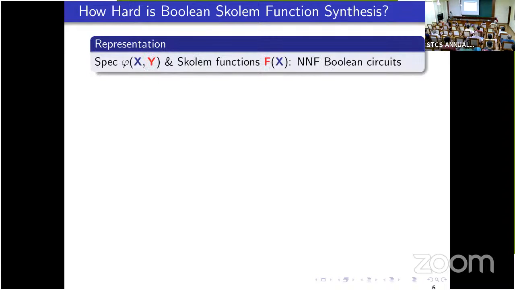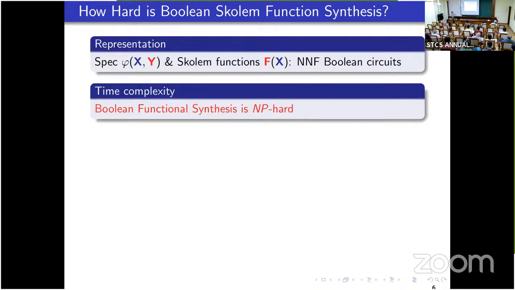As I said, both the spec and the Skolem functions are going to be represented as negation normal form circuits. Negation normal form is easy, just push the negations down, so it doesn't impose any restriction really, but it helps in the analysis. It's not very hard to see that this is going to be NP hard.